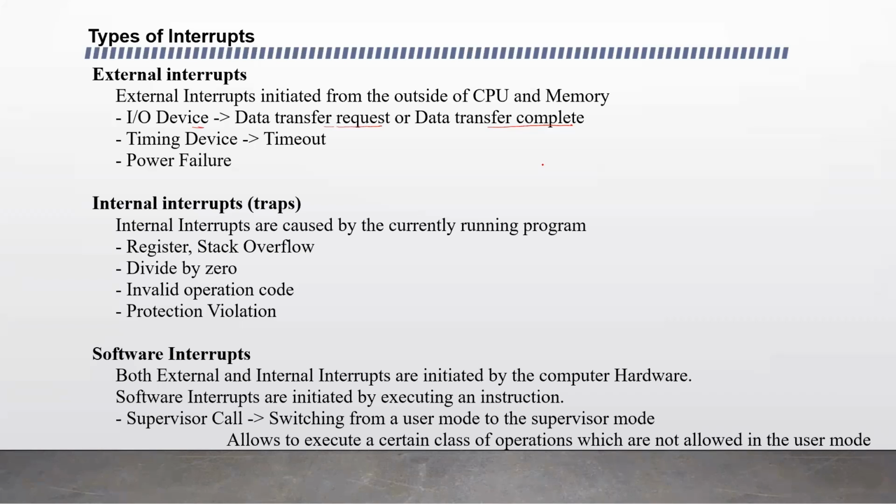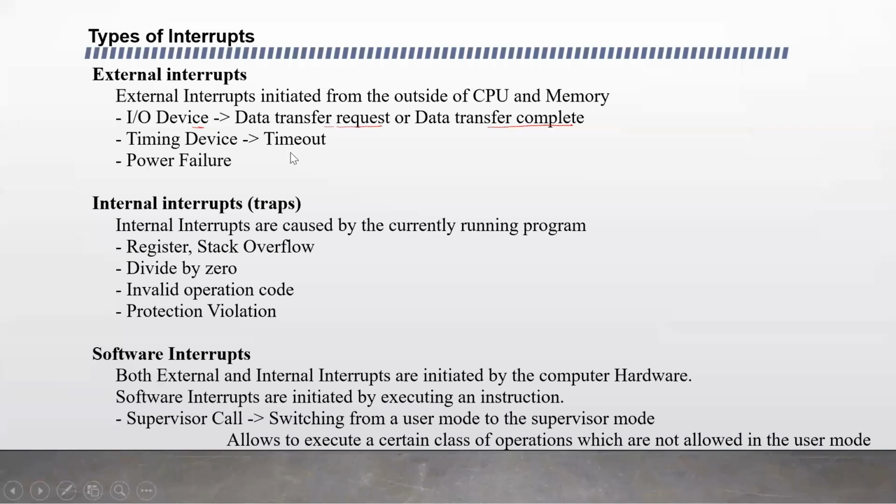Otherwise, what would happen in the timeout case? The CPU would keep on holding that instruction which is not getting completed, and the other processes would be waiting. So it has to be stopped, interrupted, after a particular time. In that case this interrupt is initiated: the timing device initiates the timeout interrupt. And power failure. In case of power failure, the programs that are running may need to be saved, and an interrupt is initiated to handle the error that occurs.